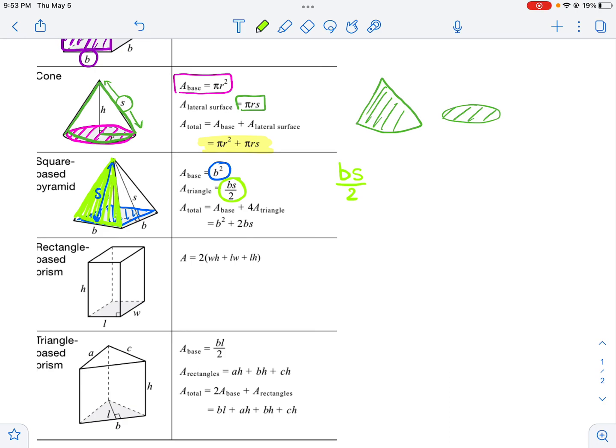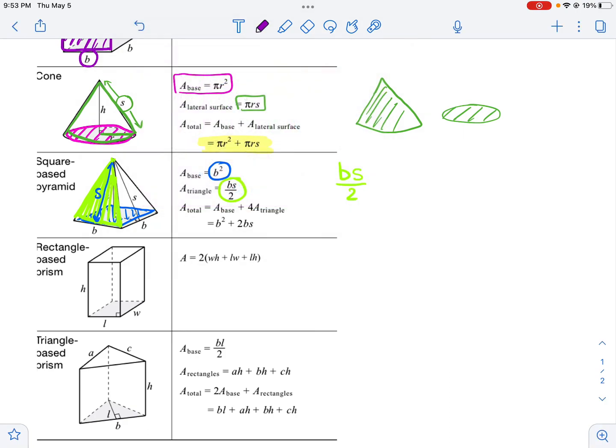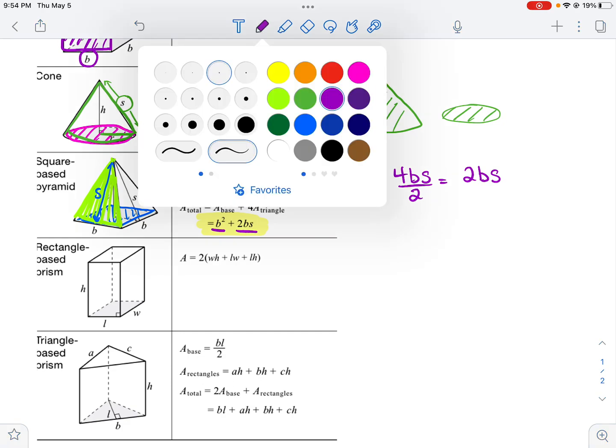But then there's 4 of those triangles. So if there's 4 of them, you have to multiply that formula by 4. And 4 times base times side divided by 2 could be simplified to 2 base times side if you just do 4 divided by 2. So that's where they get that part from. So that's the 4 triangles. And then, of course, your base, that's a square, is base squared. So this is the formula for the entire surface area of the square-based pyramid.